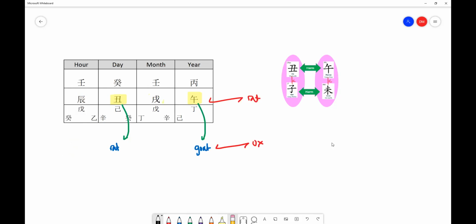So in the natal chart, we have the horse. We have the ox in the natal chart. The ox wants to combine with the rat. The horse wants to combine with the goat. And therefore, the horse harms the ox. Therefore, there's a harm relationship. Can you see that? The horse harms the ox.